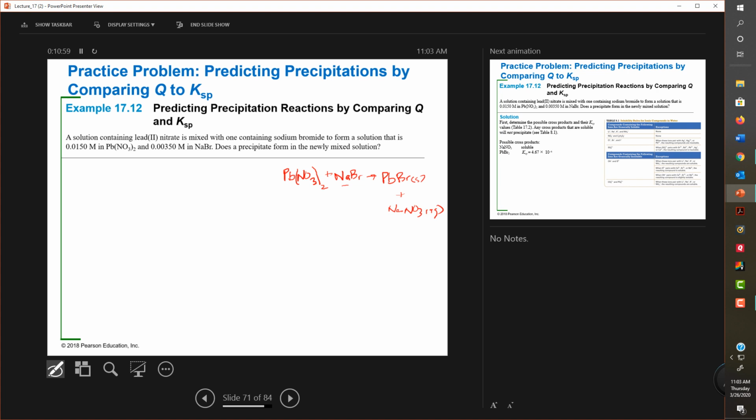So the question is, this concentration is 0.01550 molar. And the sodium bromide is 0.00350 molar. And the question is, will the concentration of the lead and the bromide exceed the solubility product for lead(II) bromide? That's what we're trying to do here. So we have two separate substances that are water soluble. They're in two separate test tubes. We pour them into the beaker, and what we want to know before we actually see this reaction is we want to be able to predict whether it will precipitate out or not. All right?